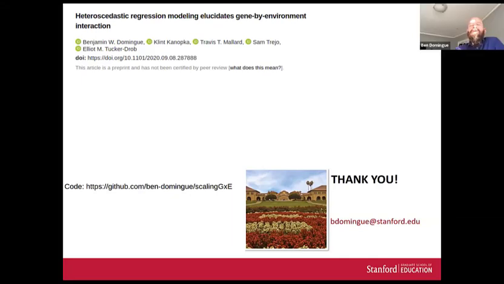Well, so let me make sure I understand. The issue is that the scaling model is the right model if you have the right environment. But you, in fact, measure some correlated environment. And the question is, what does that do to resulting inference? I think so.